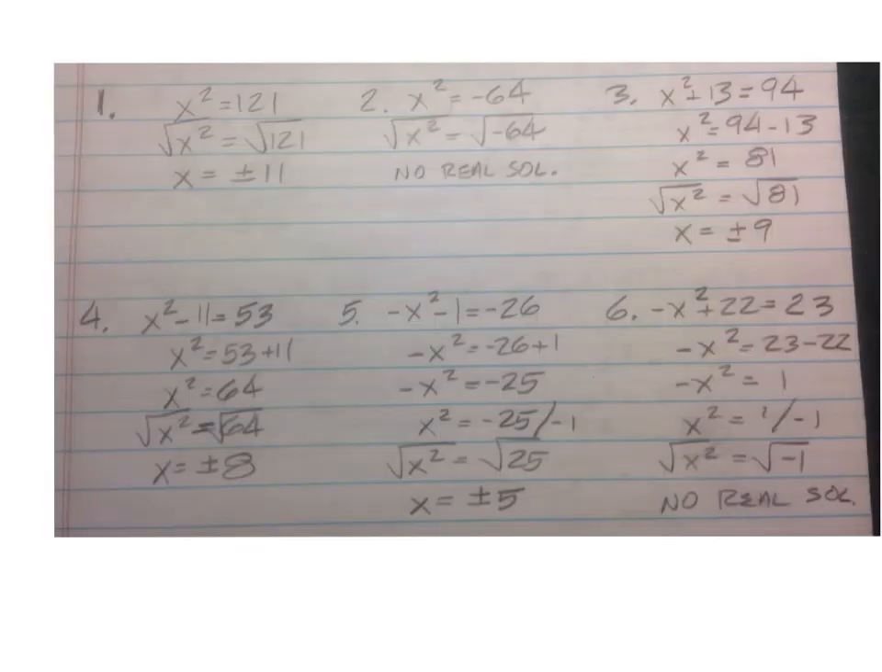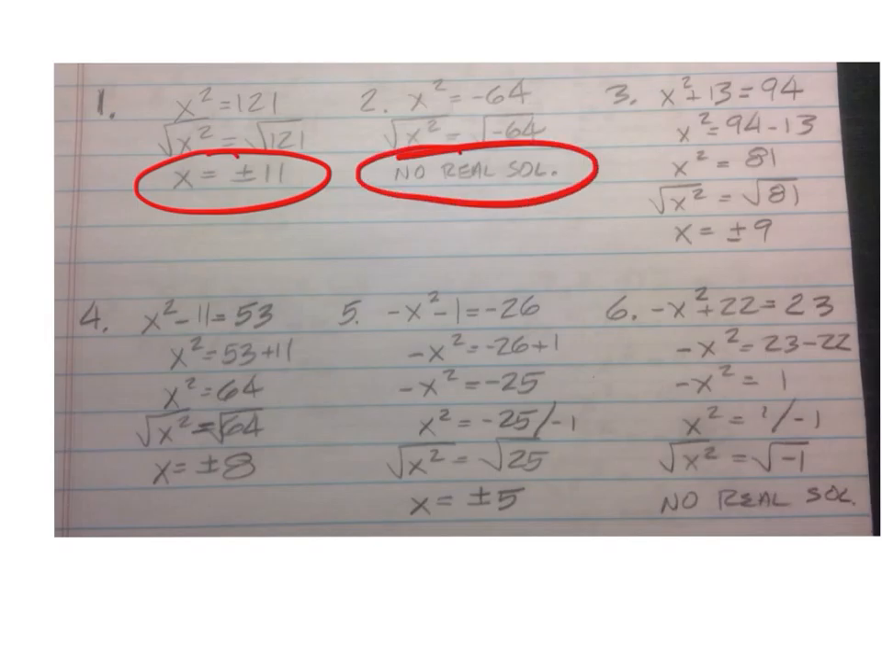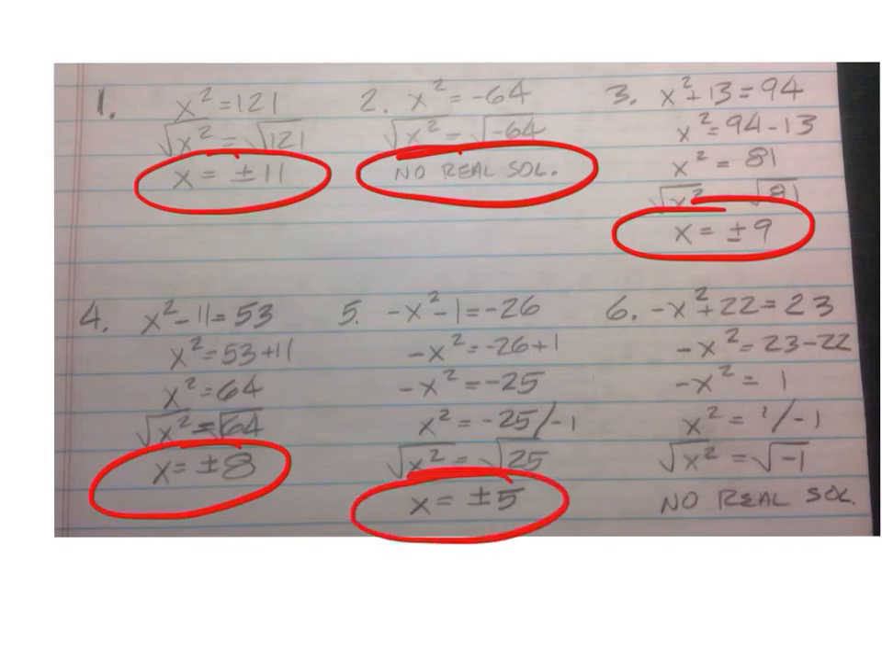The homework answers from last night. Number 1, x is plus or minus 11. You must have the plus or minus sign. Number 2 is no real solution. 3 is x equals plus or minus 9. 4 is plus or minus 8. 5 is plus or minus 5. 6 is no real solution.